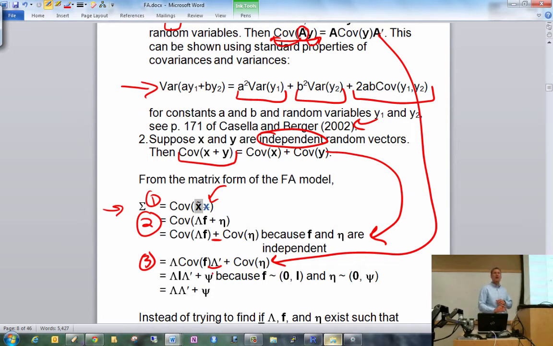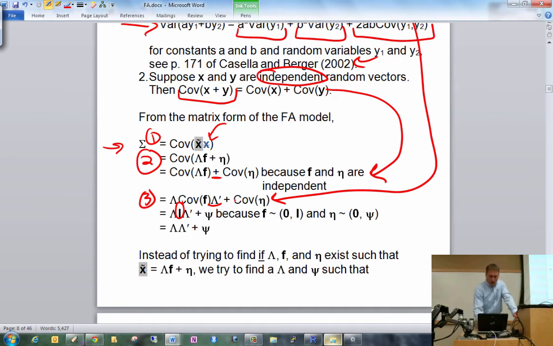Now what's the covariance matrix of f? Well, remember, we have a mean of 0 and variance of 1. The f's are all independent of one another. So what's the covariance matrix of f? I, the identity matrix. The covariance matrix for eta, well, remember we called it psi, a diagonal matrix that has psi 1 through psi p on the diagonal. And, of course, lambda times I is just lambda. And so this is what we're left with. Okay.